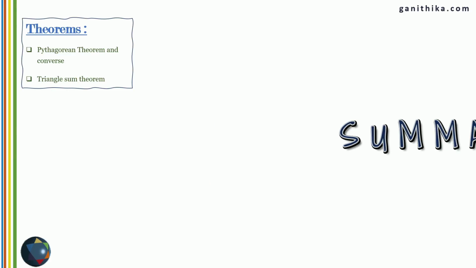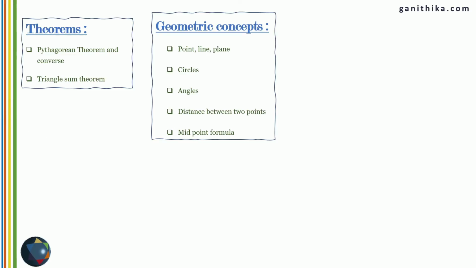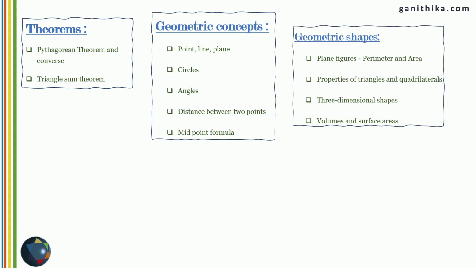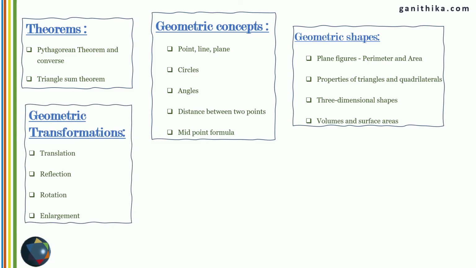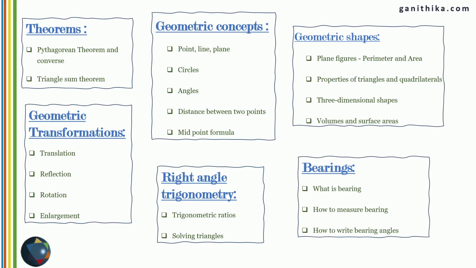First is Pythagorean theorem and triangle sum theorem. Next is all the geometrical concepts about points, lines, planes, circles, angles and distance and midpoint formulas. And geometrical shapes, properties of quadrilaterals and triangles, and volumes and surface areas of 3-dimensional shapes. And translation, reflection, rotation and enlargement of geometric shapes, right angle trigonometry only, trigonometric ratios and solving triangles, and bearings. So these are the things that you should have known under geometry and trigonometry.